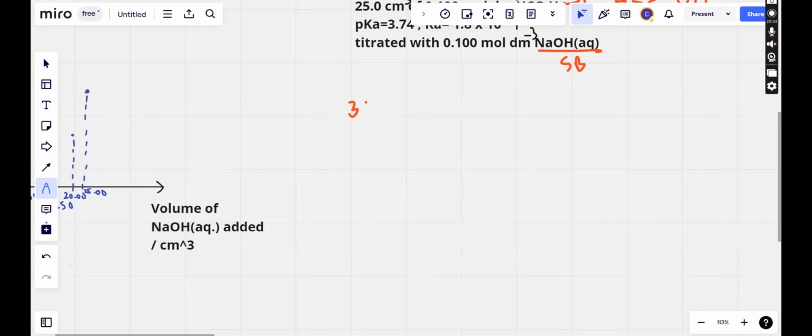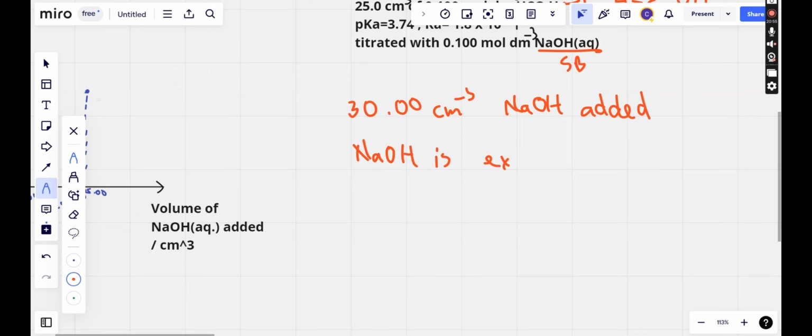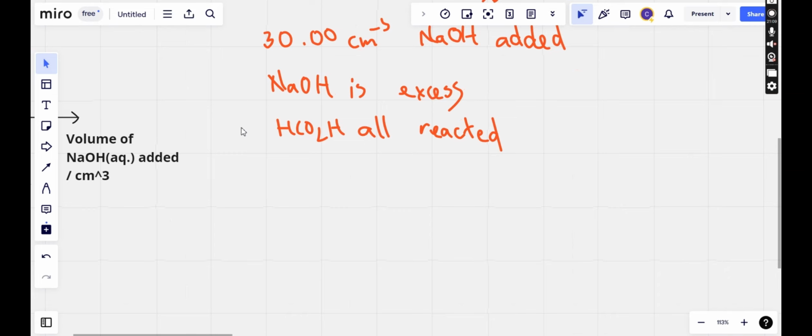So now I'll calculate what happens when 30 cm³ NaOH is added. So at this stage, I hope you guys have recognized that NaOH is in excess, and the acid has all reacted. Okay, so let me write down the equation again. So I will remove the Na here because it is a spectator ion.